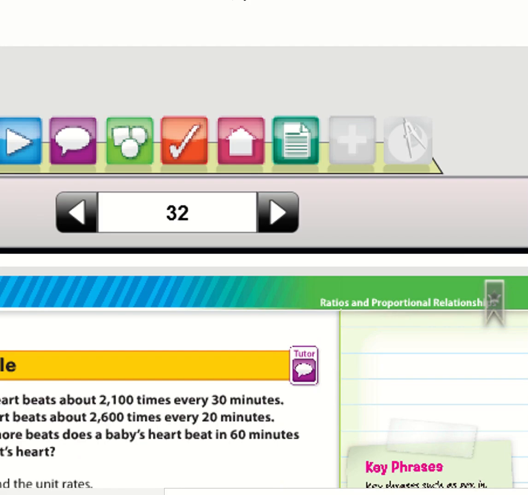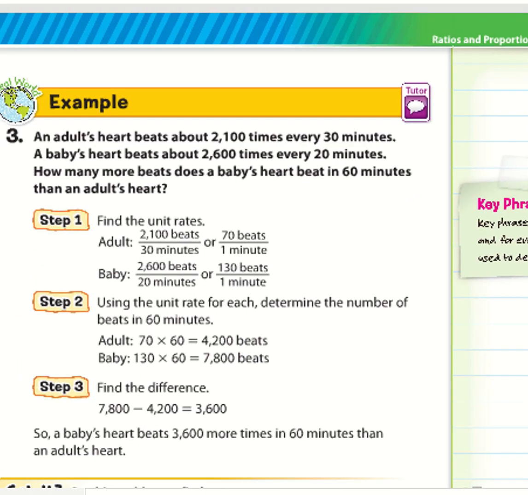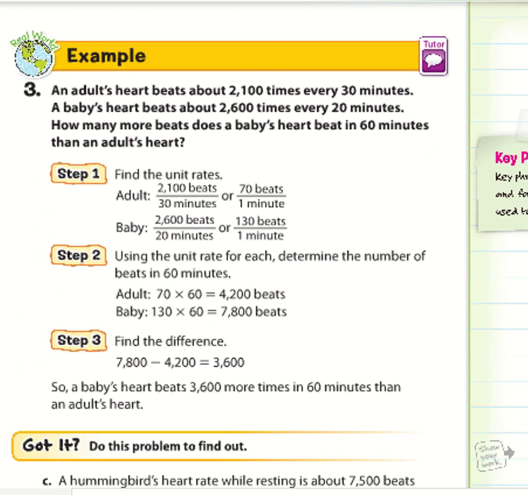So we're pretty much just simplifying our ratios to get our unit rate. So example 3. An adult's heart beats about 2,100 times every 30 minutes. A baby's heart beats about 2,600 times every 20 minutes. How many more beats does a baby heart beat in 60 minutes than an adult heart?